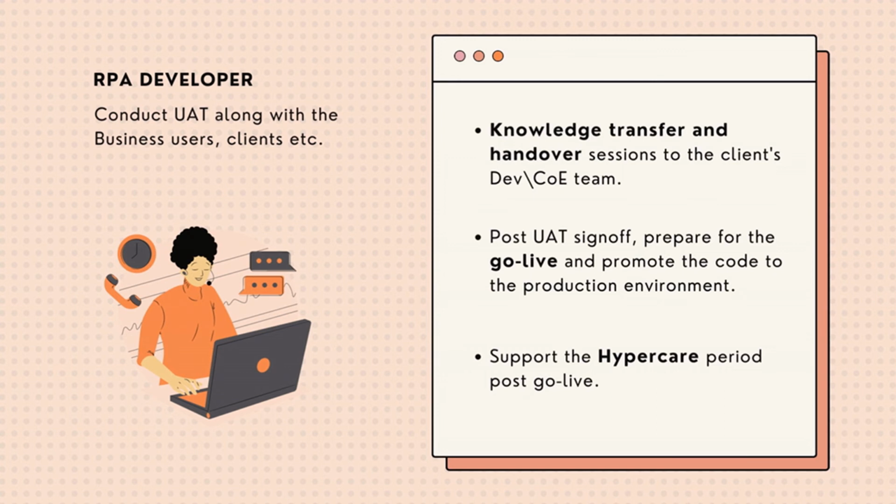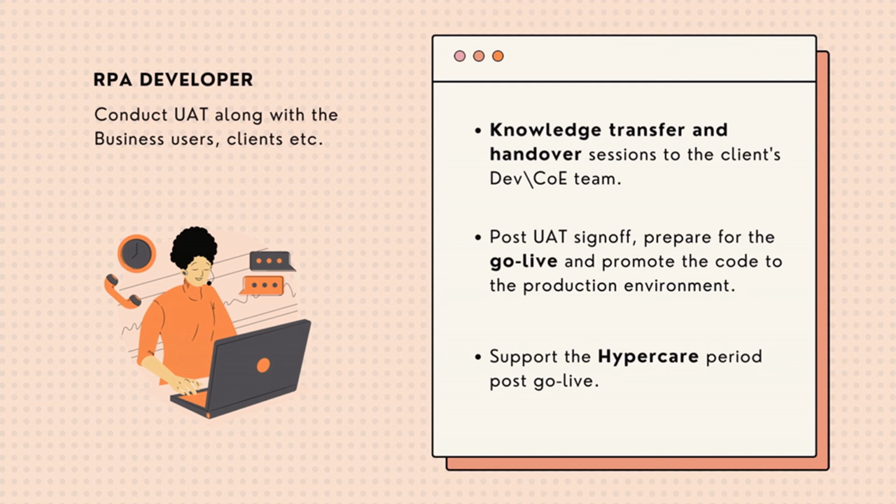After that, the RPA developer does knowledge transfer and handover sessions to the client dev team or COE team, whoever is responsible, once your part is done. The knowledge transfer and handover sessions are planned and delivered. After that, once the developer or the team gets the sign-off from the UAT, they prepare for the go-live session and promote the code from UAT to production environment. When I say promote the code, it's code movement from UAT to production environment.